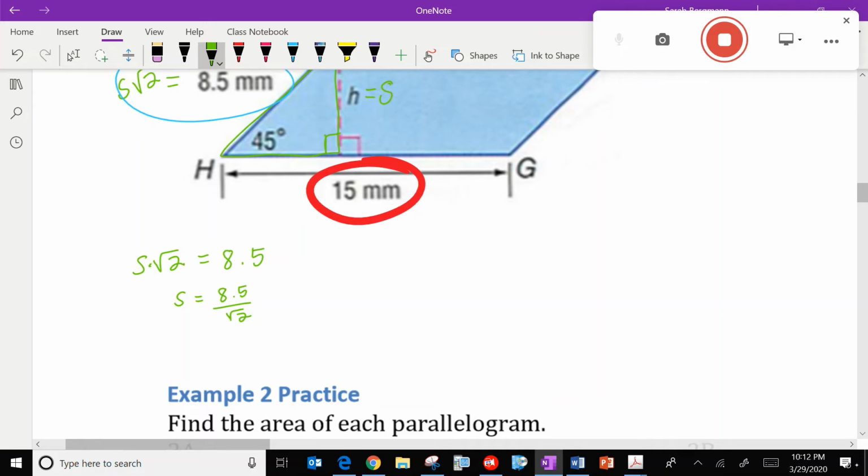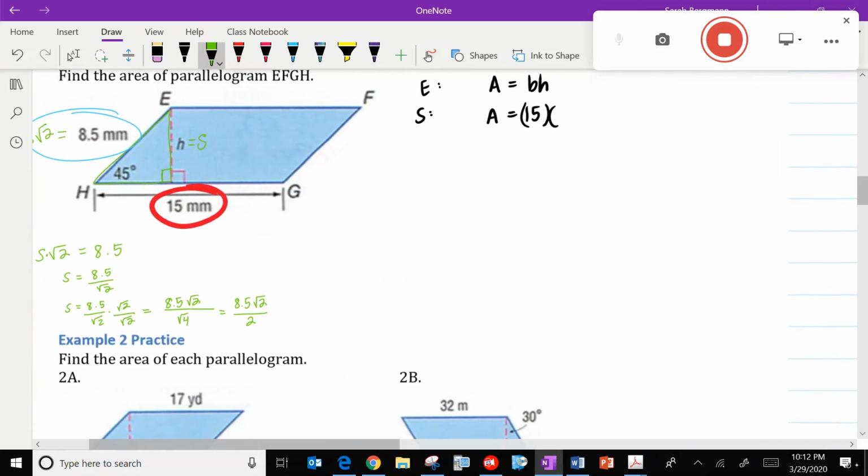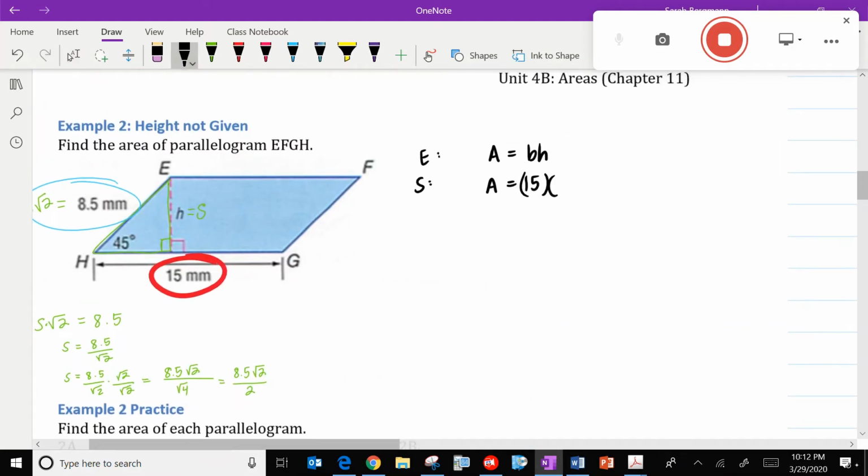And we could fix this so it doesn't have a radical in the denominator. So you remember we rationalize it by multiplying by radical 2 over radical 2. So that gives me 8.5 radical 2 over, now radical 2 times radical 2, that gives me radical 4. But I know the square root of 4 is just 2. And you don't need to really worry about simplifying that much further because we're going to be plugging it into another equation anyways.